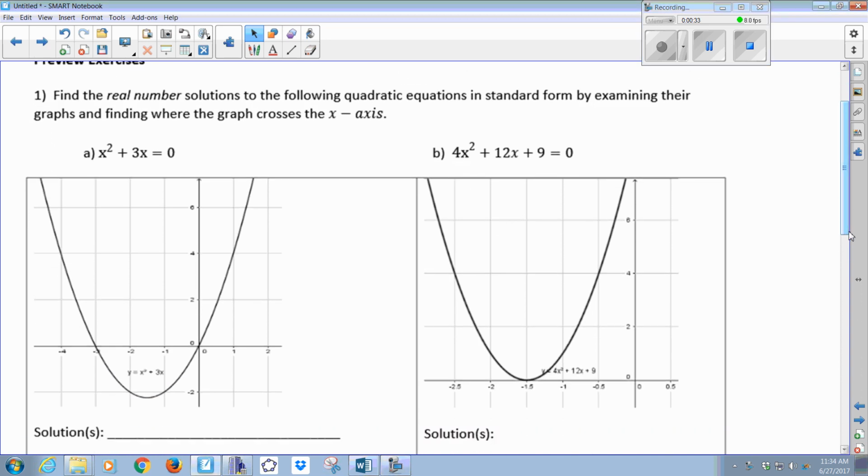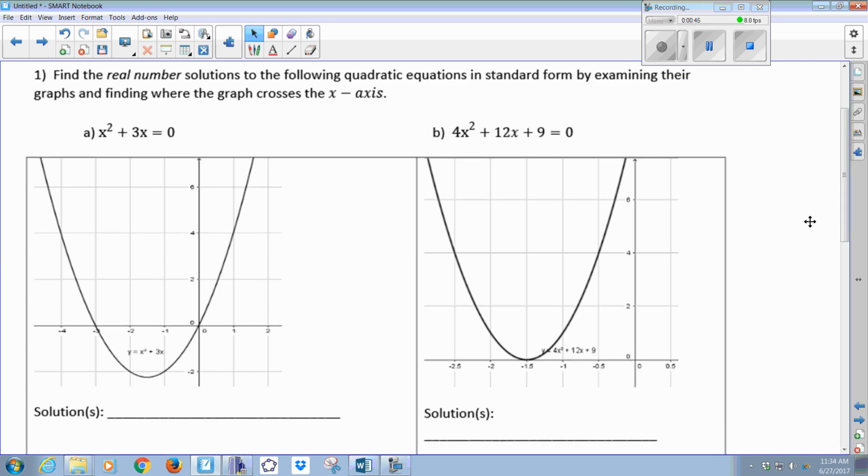So the first exercise asks us to find the real number solutions to the following quadratic equations that are in standard form by examining their graphs and finding where the graph crosses the x-axis. If we look at this first quadratic equation, x squared plus 3x equals 0, we're asking what are the x values that make your y values 0? And we know that those values of x that make y equal 0, in terms of our graph language, are what we call the x-intercepts. So if we just find the x-intercepts for this graph, we get the two solutions, -3 and 0.